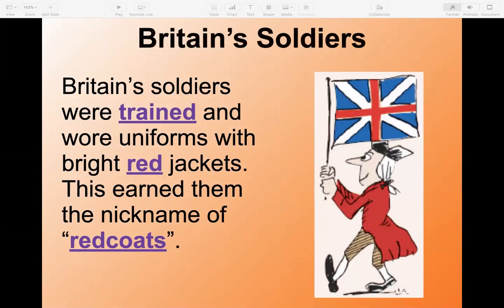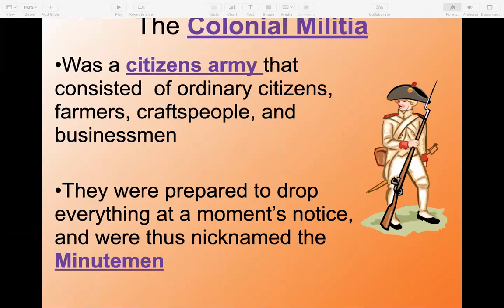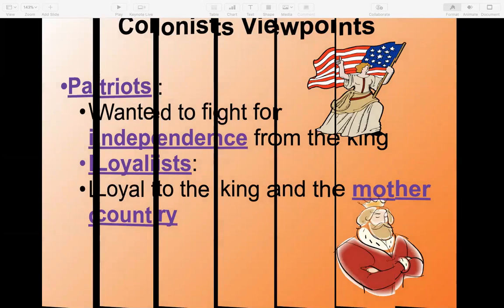Britain's soldiers were trained and wore uniforms with bright red jackets that earned them the nickname of Redcoats. The colonial militia was a citizens' army that consisted of ordinary citizens, farmers, craftspeople, and businessmen. They were prepared to drop everything at a moment's notice and thus were nicknamed the Minutemen.